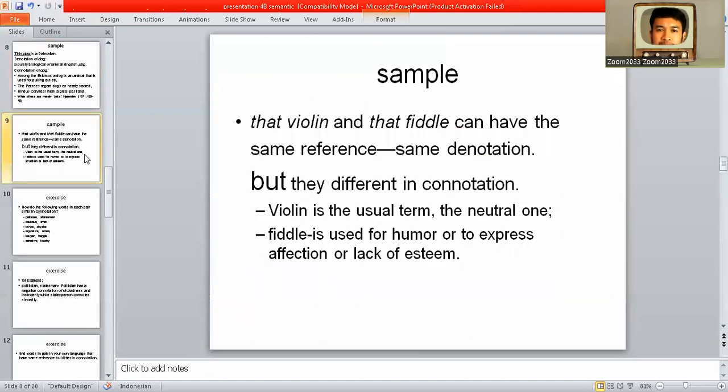Now we have another example: violin. Violin and fiddle can have the same reference, the same denotation, but they differ in connotation. Violin is the usual term, the neutral one. Fiddle is used for humor, to express affection, or lack of esteem.